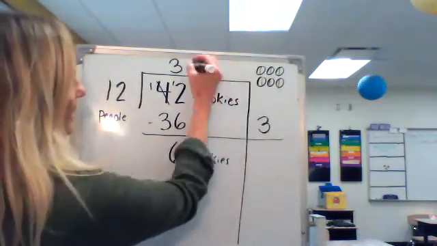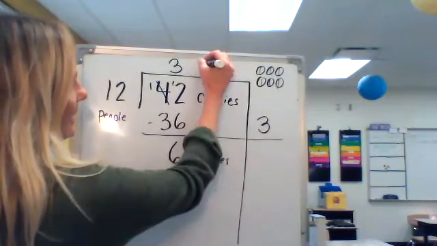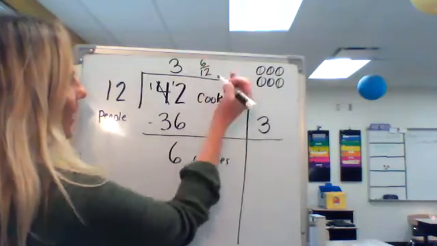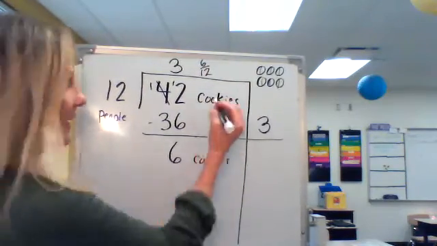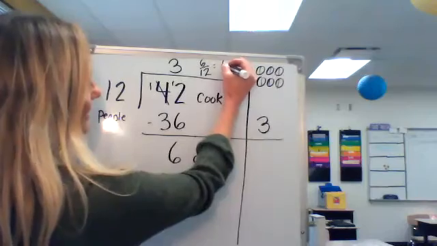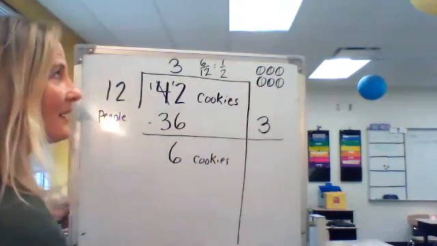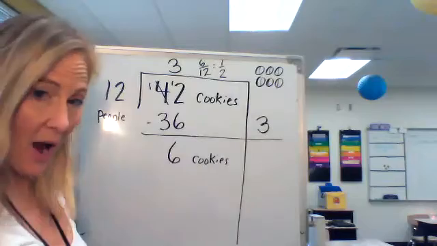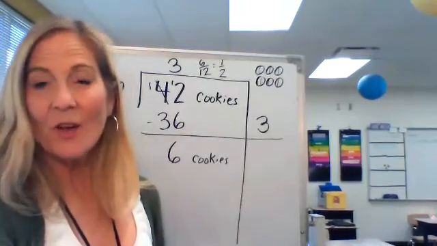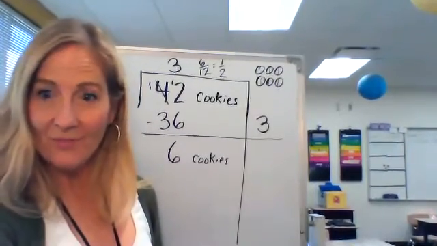Watch this. So each person can get 6/12 of an additional cookie. And guess what 6/12 is? If I simplify that, it's 1/2. So that will be how we're going to represent our remainders with a fractional amount. Try it out.